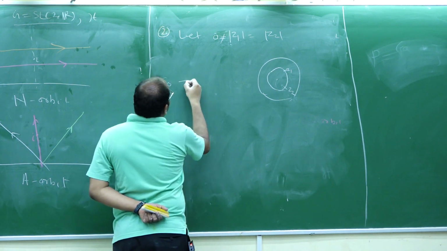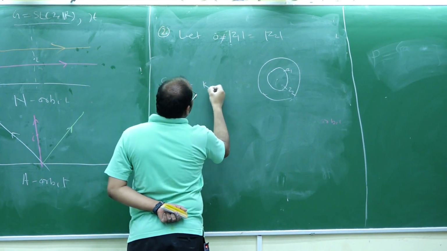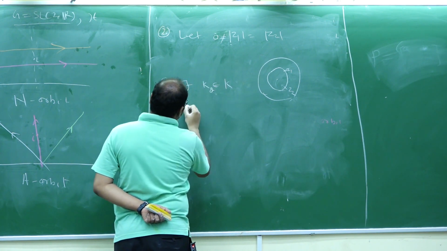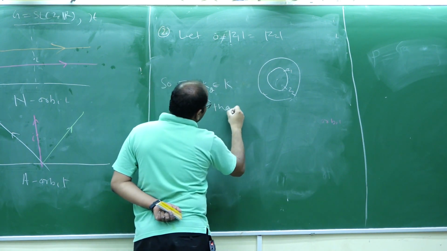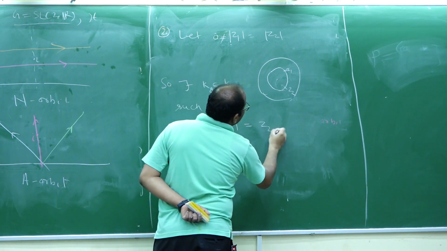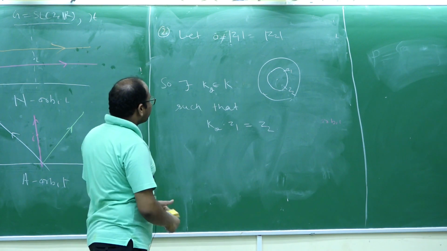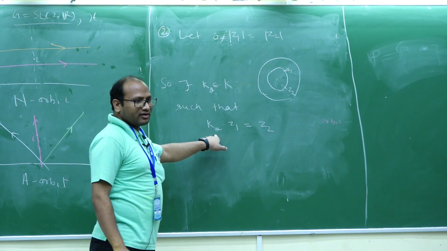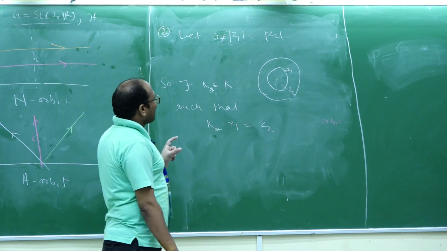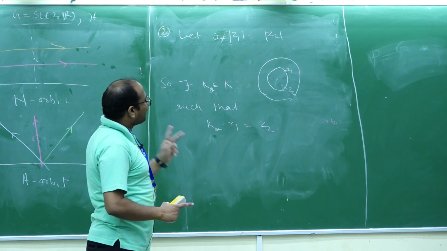So there exists some K theta belonging to K so that K theta Z1 is equal to Z2. The question is whether this K theta is unique. And that is not unique, right? Minus K theta is also. But my claim is there exist exactly 2 K's.